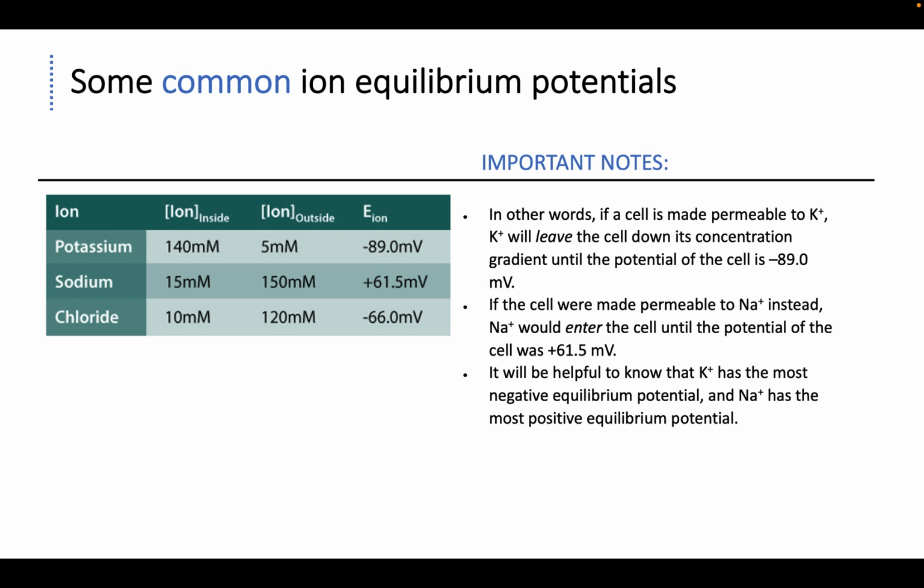Likewise, whenever potassium is made more permeable, it starts flowing. It takes the membrane potential closer to its own equilibrium potential, so it takes it closer to the negative 89, negative 90. But again, as we'll see, it does not quite get there.